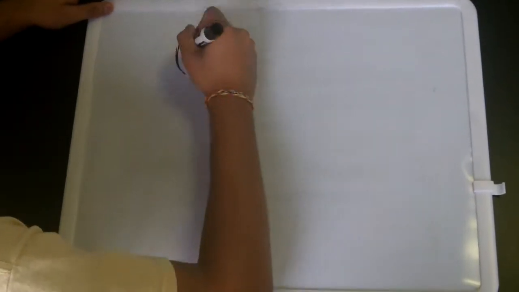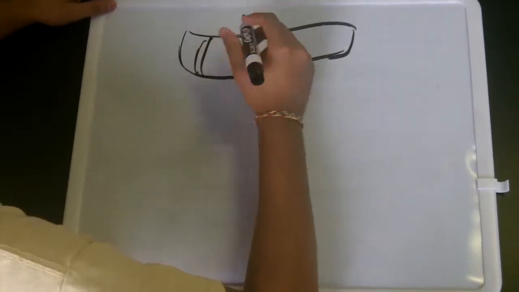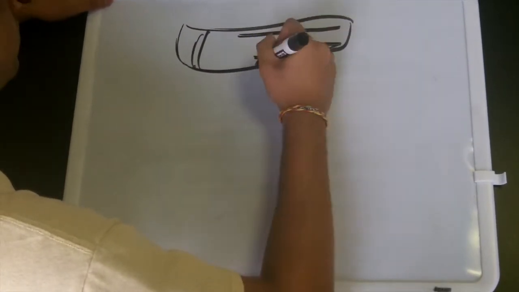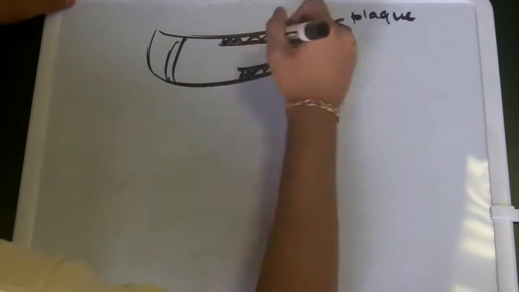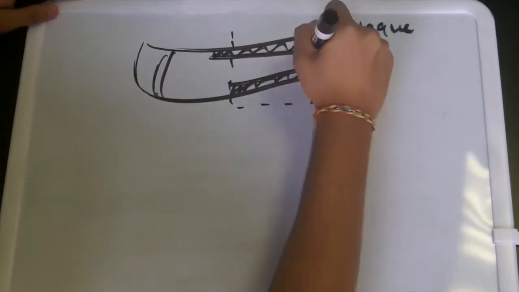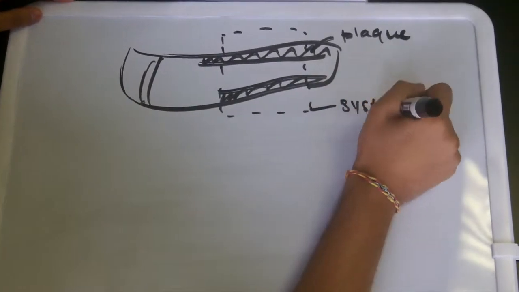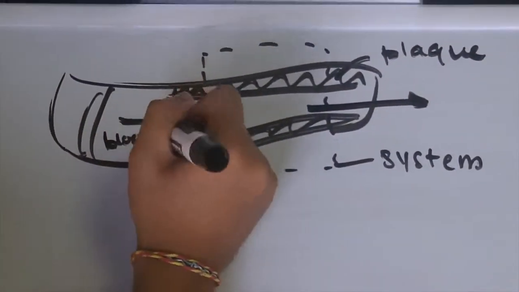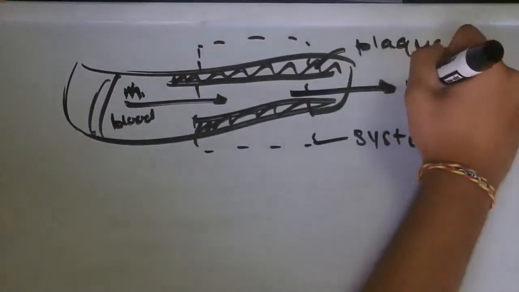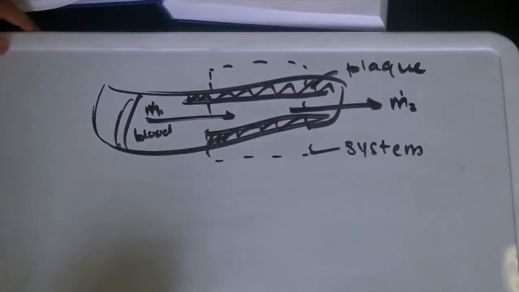Now let's take a look at the problem statement. Fatty deposit covers the walls of a coronary artery, decreasing the vessel diameter by 75%. Our system boundary will be the plaque buildup site outlined by the dotted line, resulting in two mass flow rates, one coming into the system marked by M1 and the other traveling out of the system marked by M2. Let's look at this in a simpler manner.